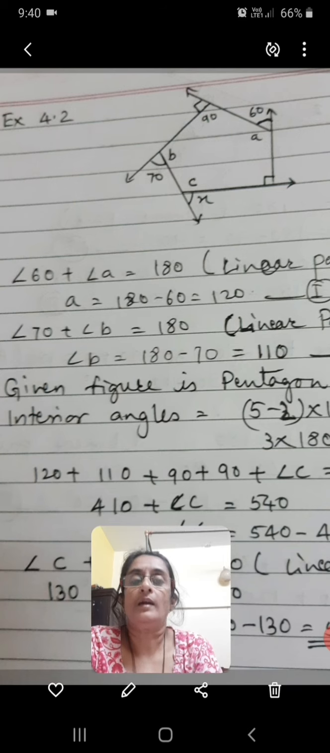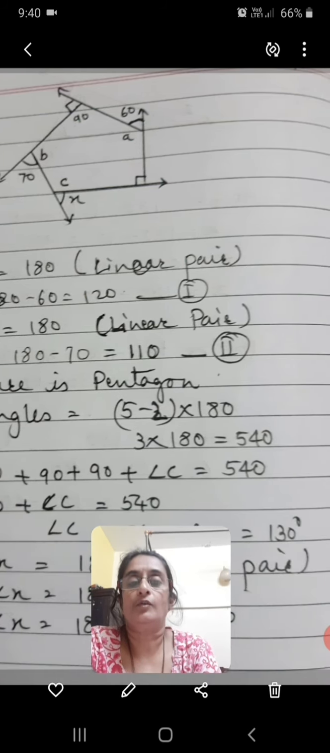Now one more angle is given, that is also a right angle. Now out of 5 angles of this polygon, we got 4. Using the pentagon formula, we will find out the angle sum property of pentagon, and then we will find out angle C. So the given figure is a pentagon. The interior angle sum we have to find out using the (5 minus 2) into 180 formula. You will get 540 degrees. So 540 is the interior angle sum of that pentagon.